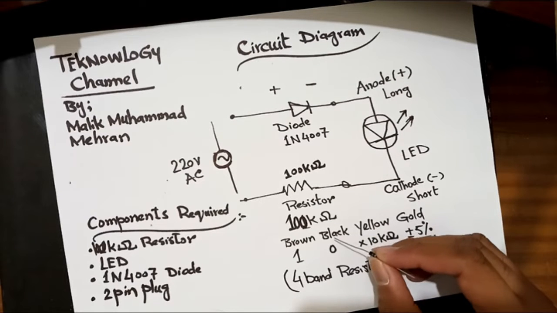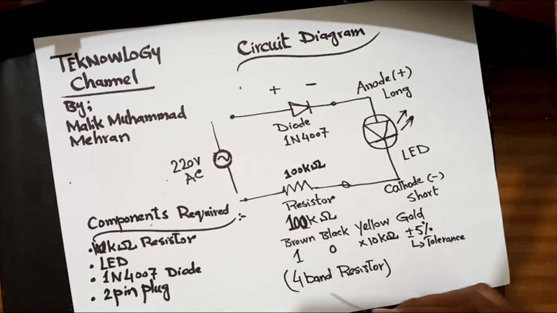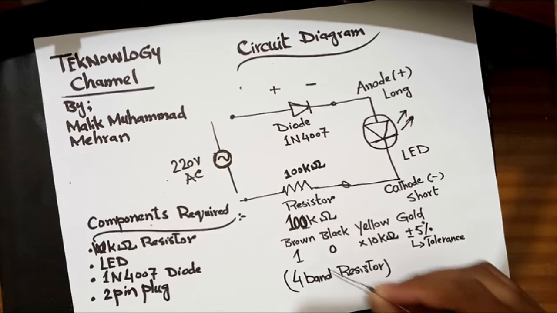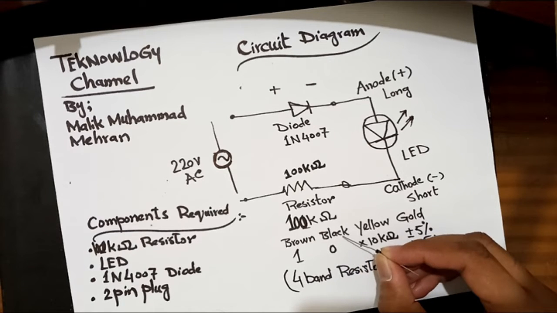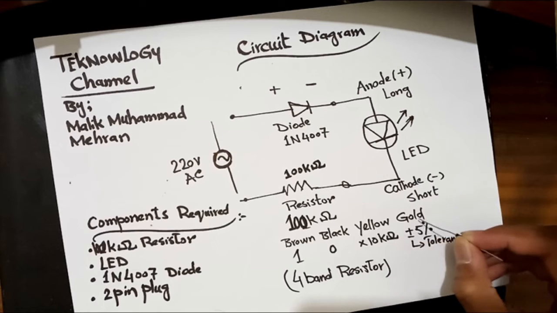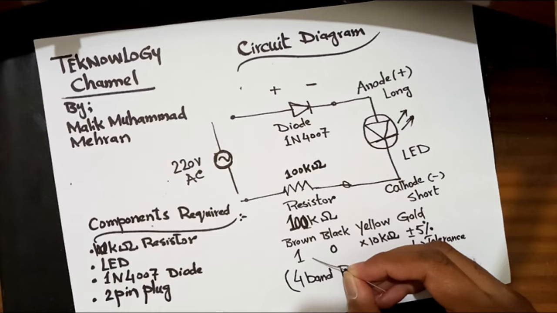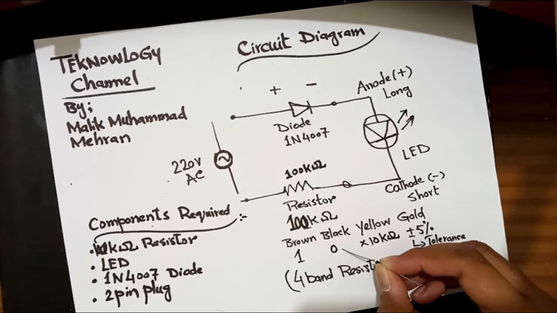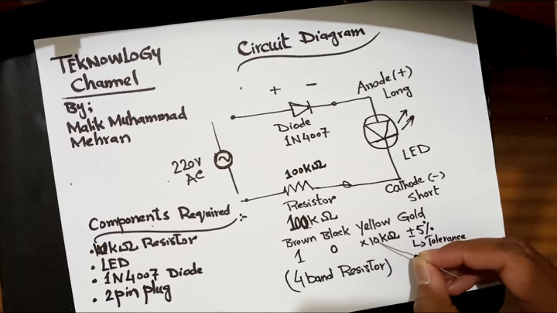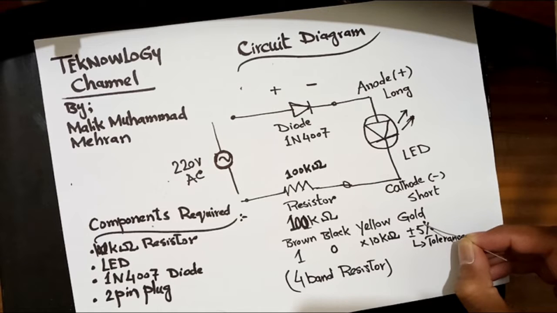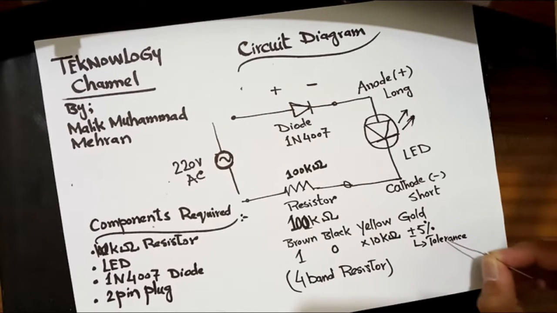So how would we identify this resistor? We can identify it by 4 bands because it is a 4-band resistor. The first band would be brown, the second black, the third yellow, and the last one gold. Brown depicts a value of 1, whereas black depicts 0. Yellow depicts a multiplying factor of 10 kilo ohm, and the gold band shows plus minus 5% tolerance value.